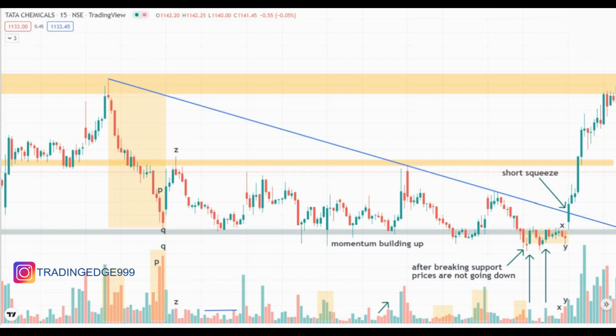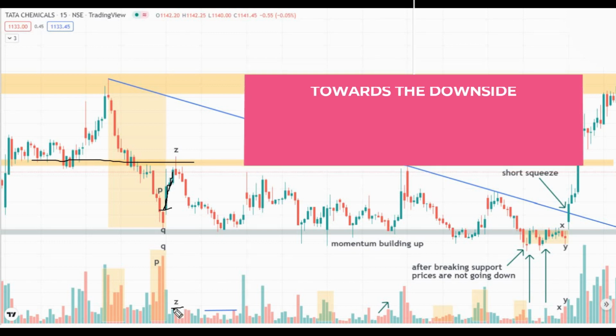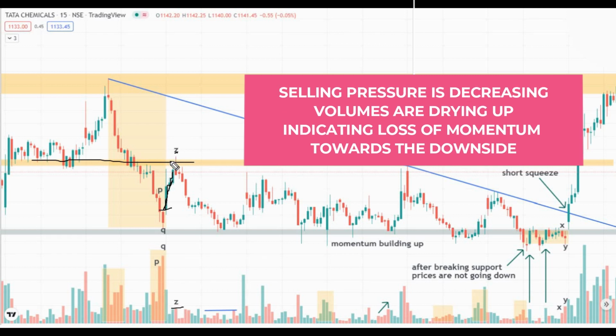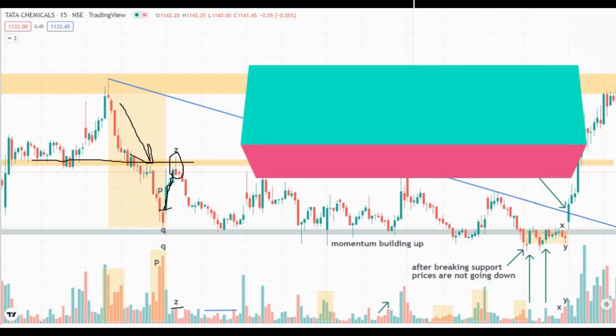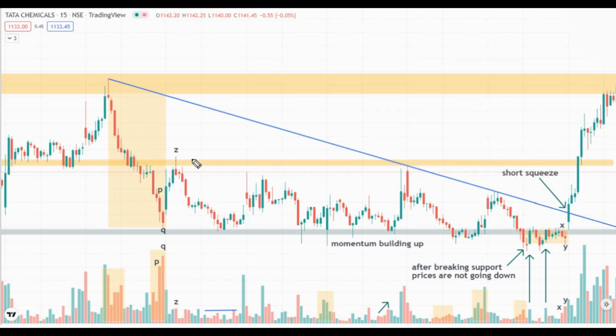And as expected, the next day prices opened gap up and took a sharp retracement towards the upside, then again got rejected from this level with an increase in volume. See at Z, it had higher volume than the previous bar, and there is a rejection, and remember we are in a strong downtrend. Then what happened? Prices again got rejected and sold off towards the downside.